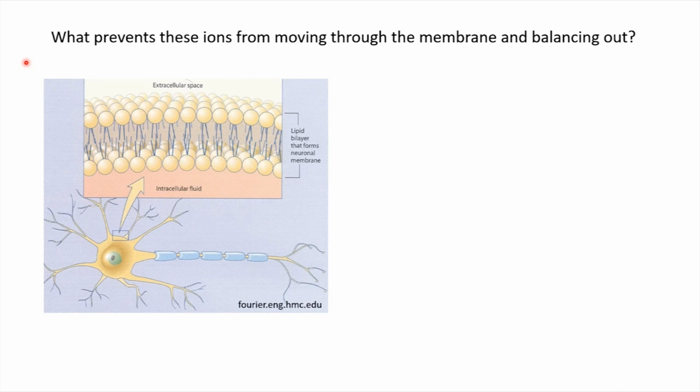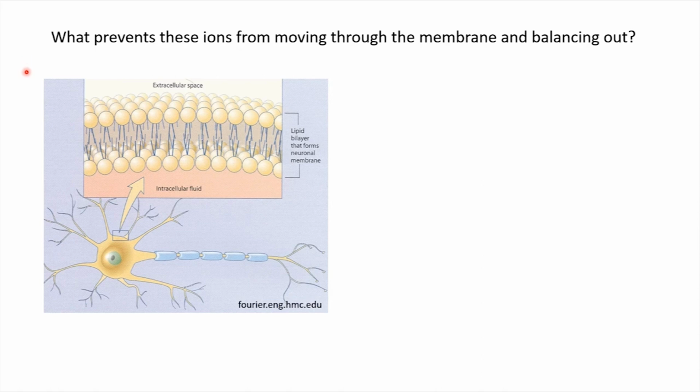And we saw that these concentrations can be quite different. And that's what gives rise to the concentration gradients that are one of the driving forces for the ions to move. But you may be wondering what prevents these ions from crossing the membrane and then balancing out the concentrations. Well, the reason that the ions cannot easily cross the membrane is because the membrane is not permeable to these ions.